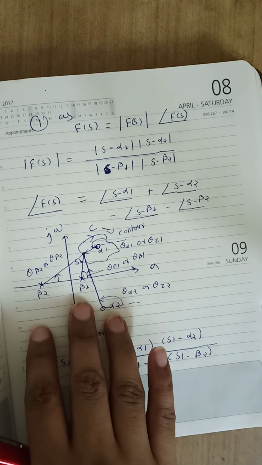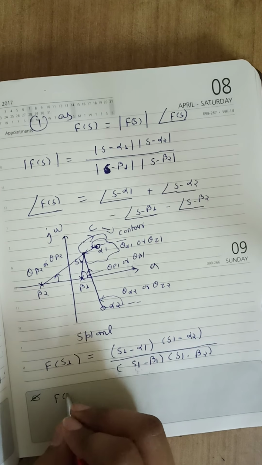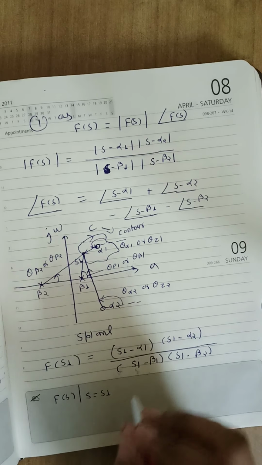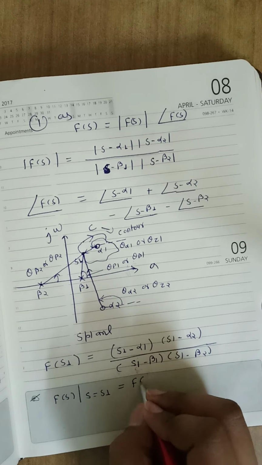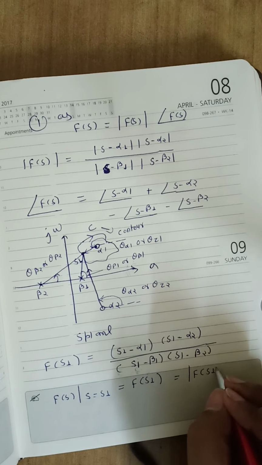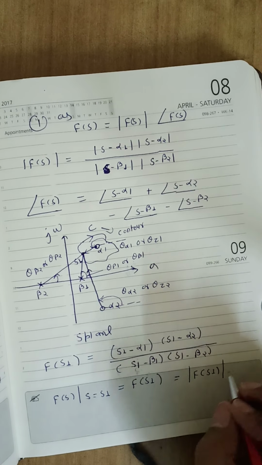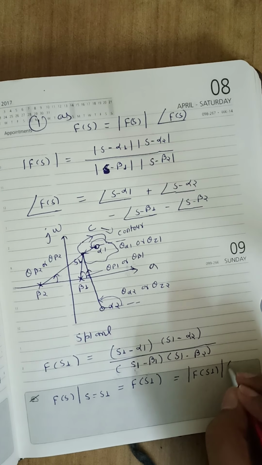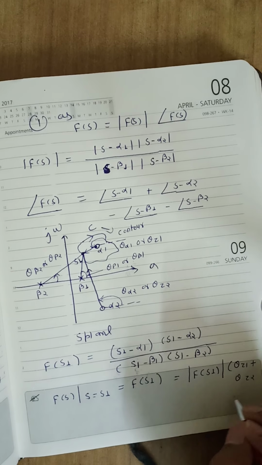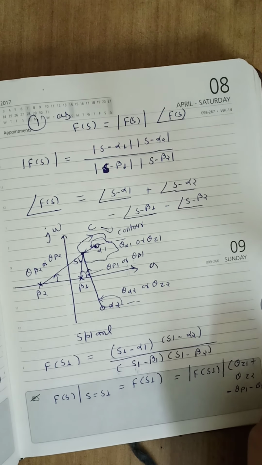So from the figure, F(s) at s equal to s1 may be written as F(s1) equal to magnitude of F(s1), angle of F(s1), or you can write the angle as theta z1 plus theta z2 minus theta p1 minus theta p2.